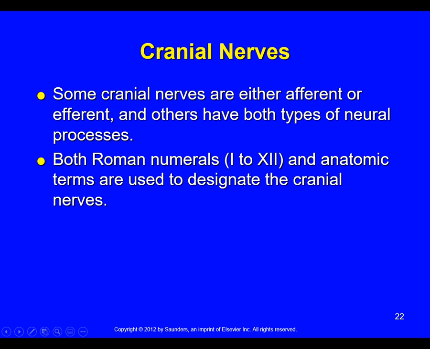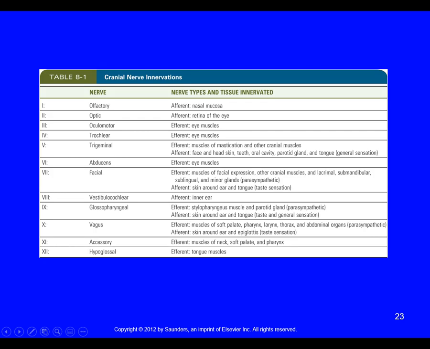Now, some cranial nerves are sensory or motor, and others have both segments in their neural processes. We are using Roman numerals 1 through 12 to designate the cranial nerves. And so we have 1 through 12 listed, and here is the table from your book in chapter 8. And we have olfactory, optic, oculomotor, trochlear, trigeminal, abducens, facial, vestibulocochlear, glossopharyngeal, vagus, accessory, and hypoglossal.